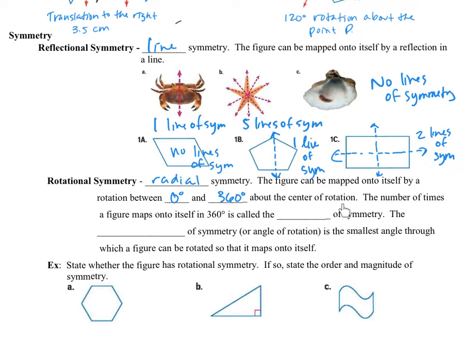Okay, so we'll do this in just a second. The number of times a figure maps onto itself in 360 degrees is called the order of symmetry, and the magnitude of symmetry, also called the angle of rotation, is the smallest angle through which a figure can be rotated so that the figure maps onto itself.